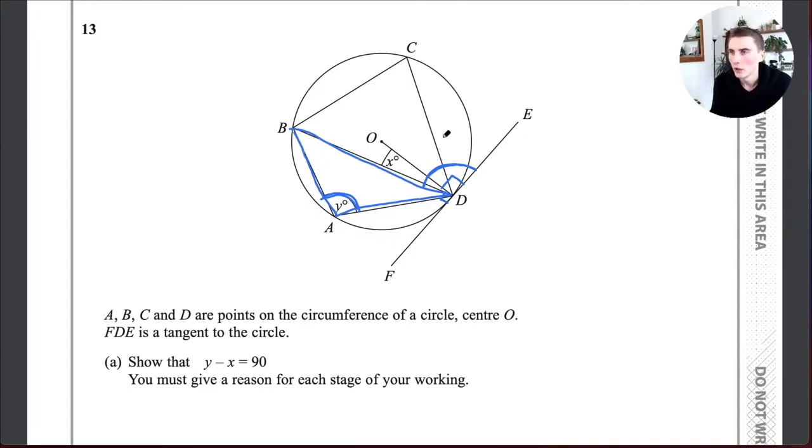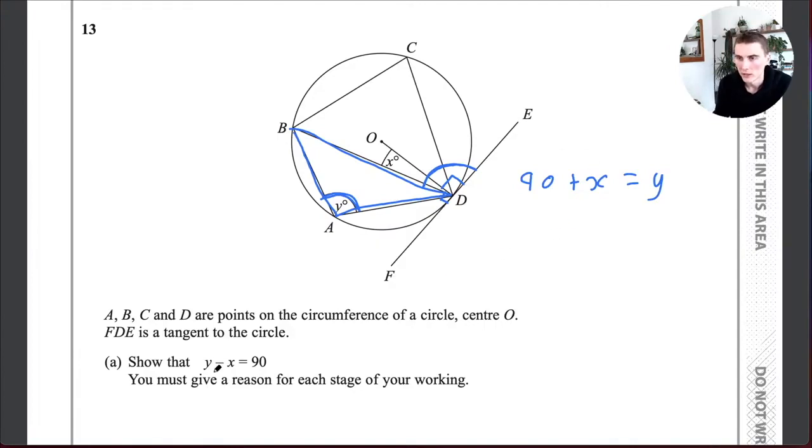So basically this bit here, which we knew was 90, plus this x, will be equal to the y. And for this one, you just have to state alternate segment theorem. You don't have to put it into more words than that. So you just say, by the alternate segment theorem, 90 plus x will be equal to y.